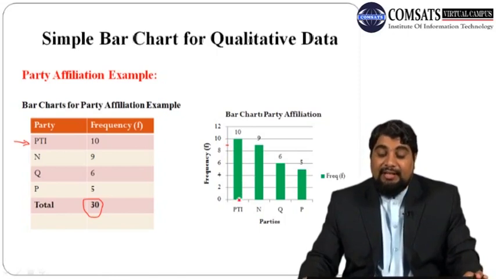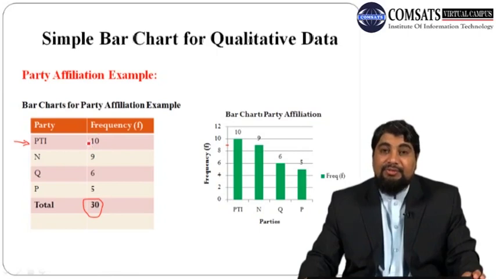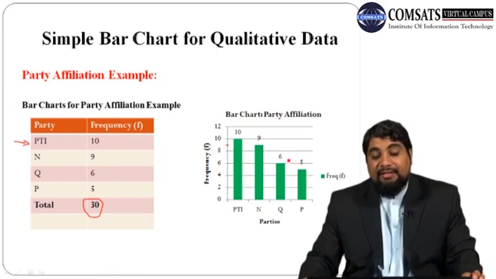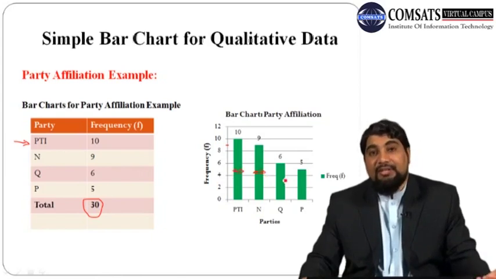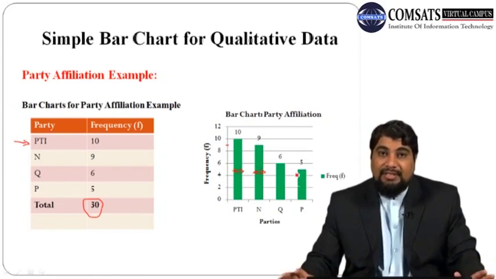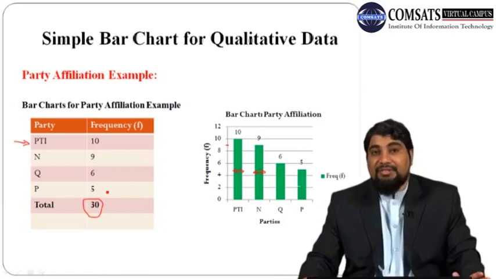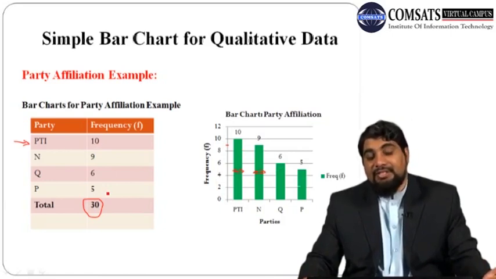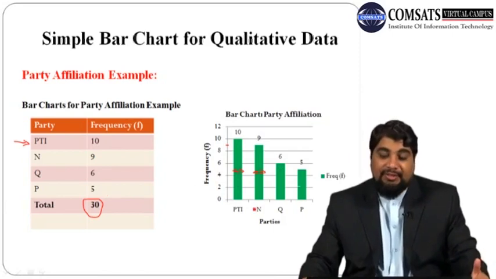And remember that the height is proportional to the frequency, and the width of this bar should be the same. So the width of the first bar should be the same as the width of the second bar, and the same rule applies for the third and fourth bar. So widths are the same, but the height is proportional to the frequency. Whatever the value of frequency is, the height will take that particular value.